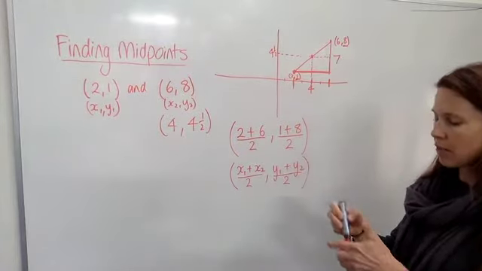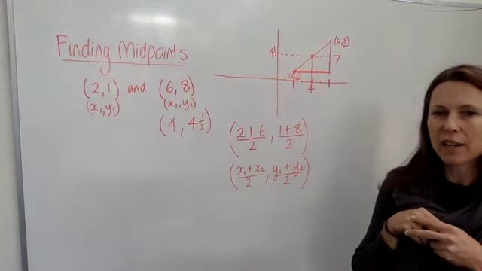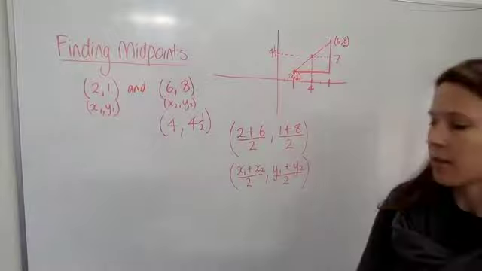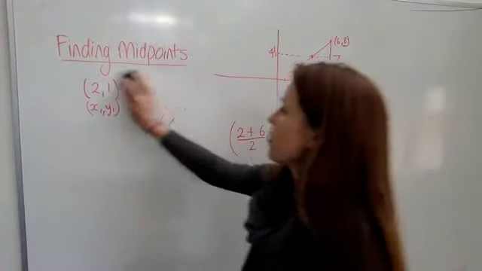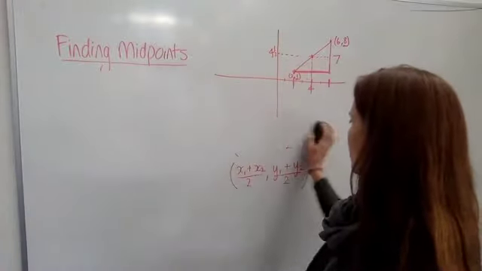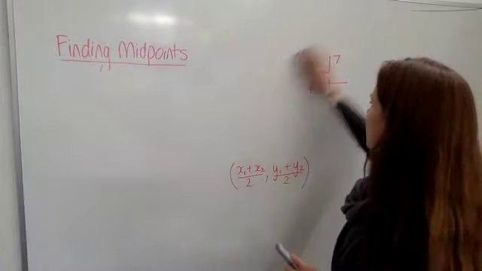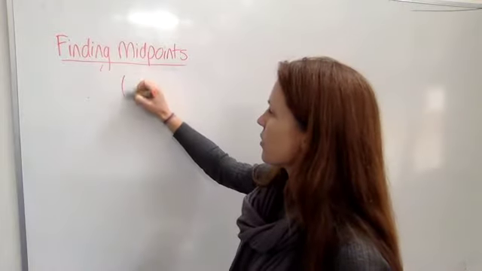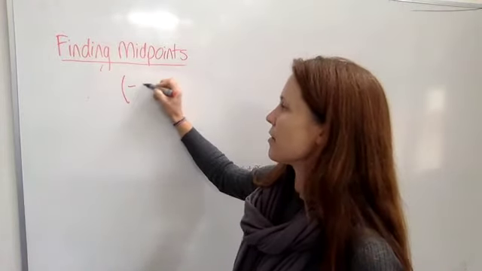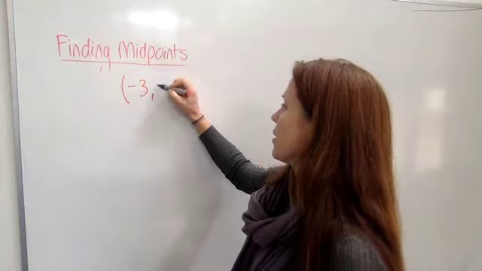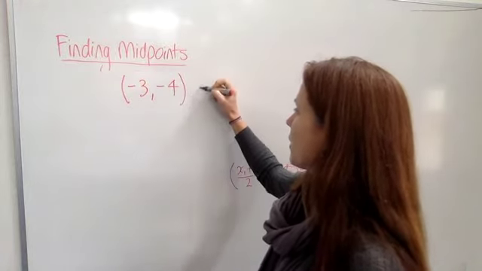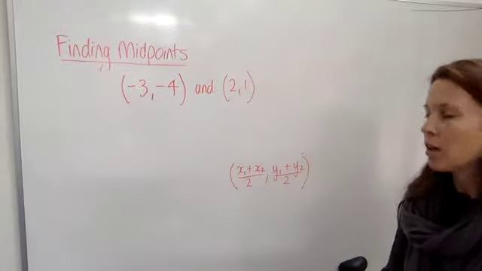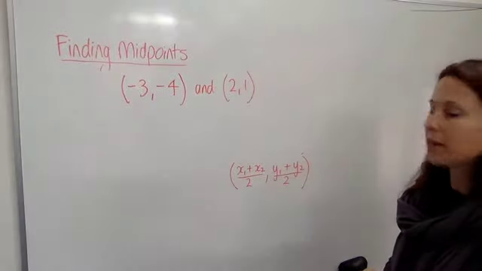Now, people sometimes get confused with this because they think, well, what about if there's negative numbers involved? Is it still going to work? So let's have a little look at this to check that it will still work when we're using negative numbers. We'll leave our formula there. All right, let's find the midpoint between, say, (-3, -4) and (2, 1).